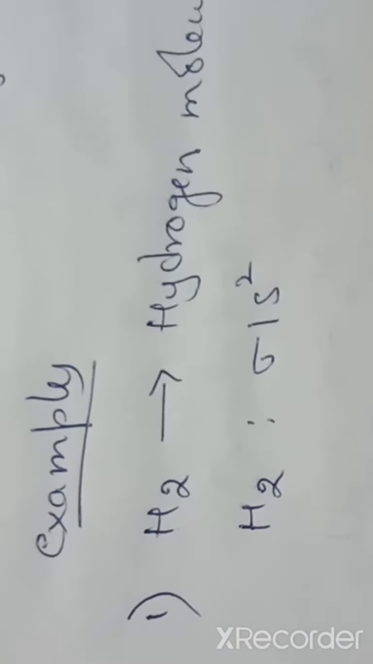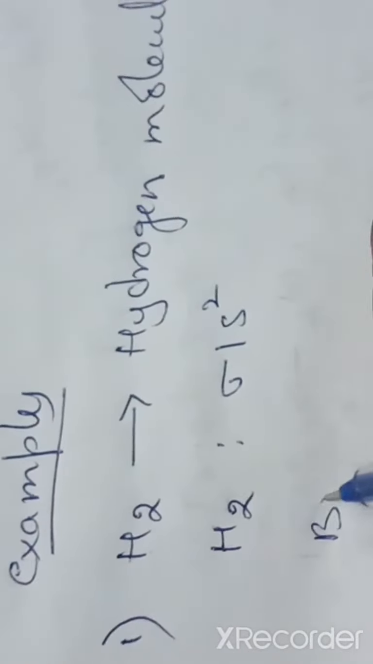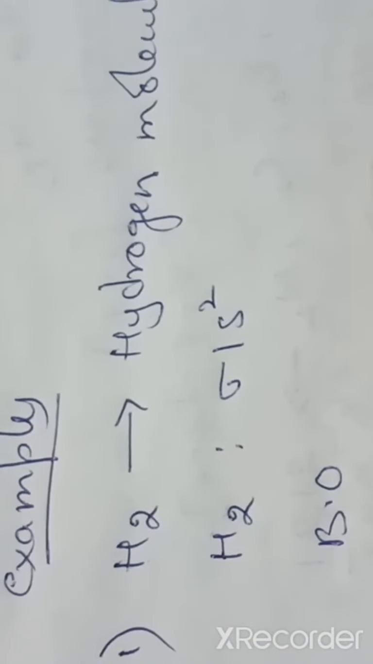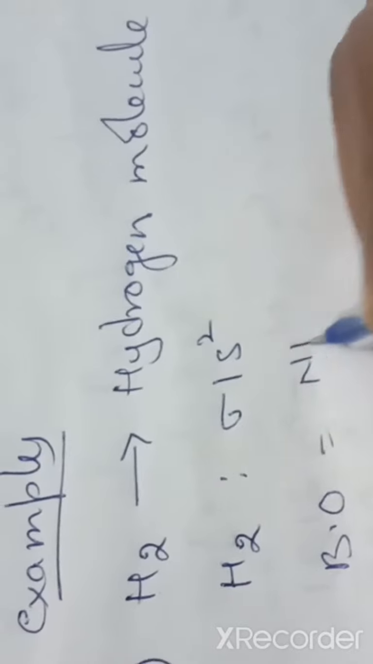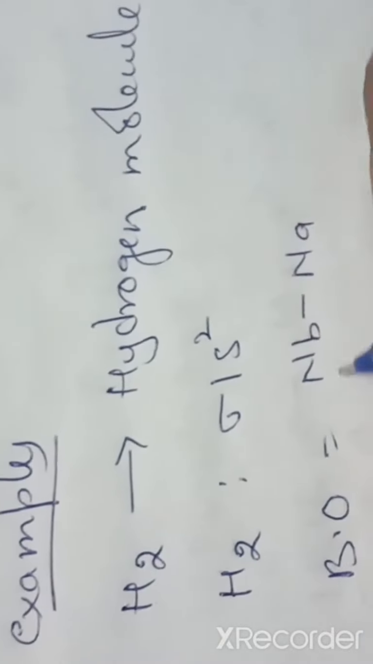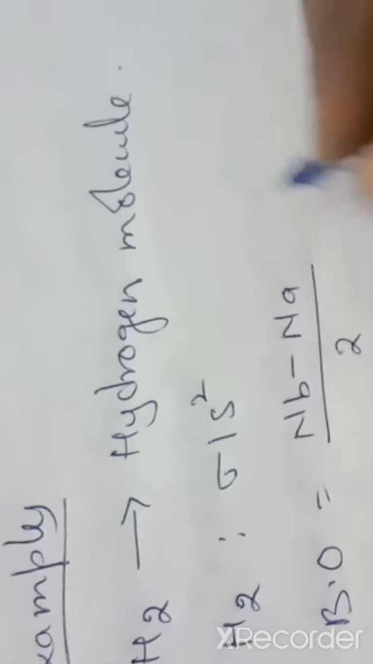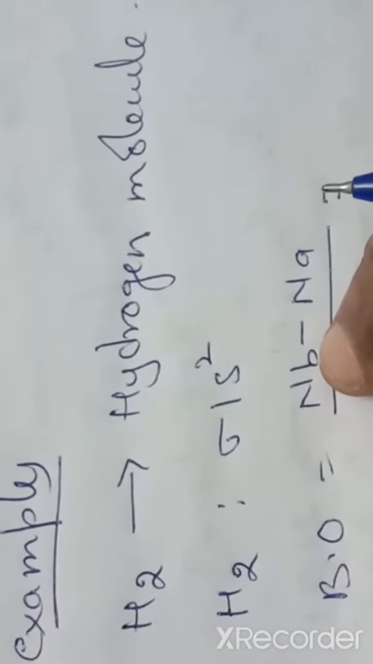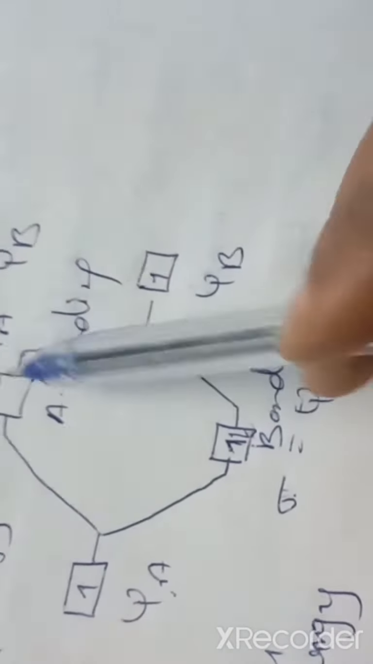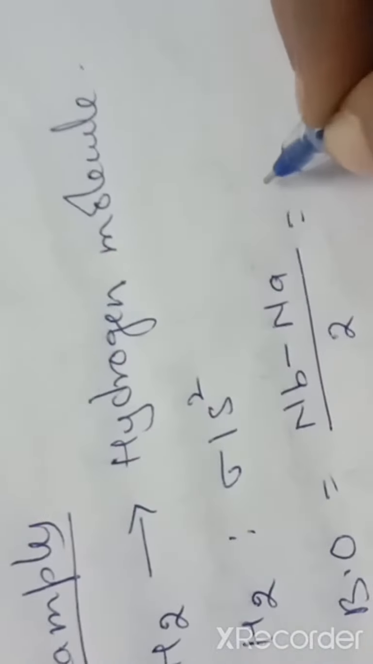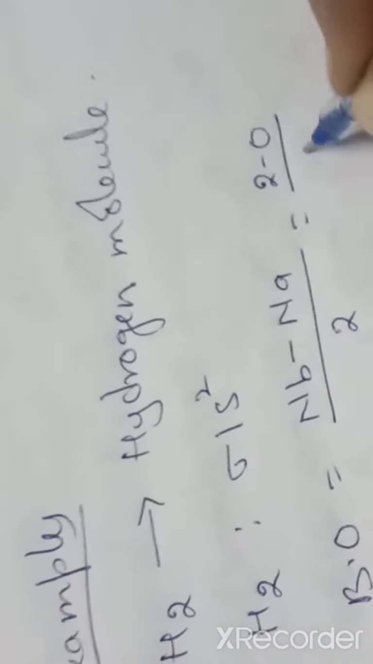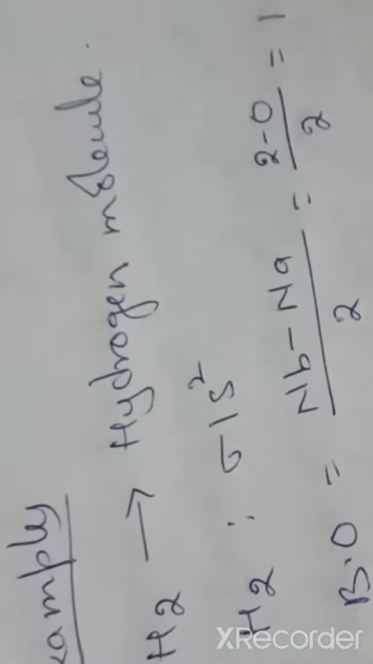If you want to find the bond order, how will you find it? Bond order of H2 molecule can be calculated as (Nb minus Na) by 2. How many electrons are present in the bonding orbital, children? Look here, in the bonding orbital 2 electrons are present, and in the anti-bonding orbital no electrons are present. So (2 minus 0) by 2 equals 1.